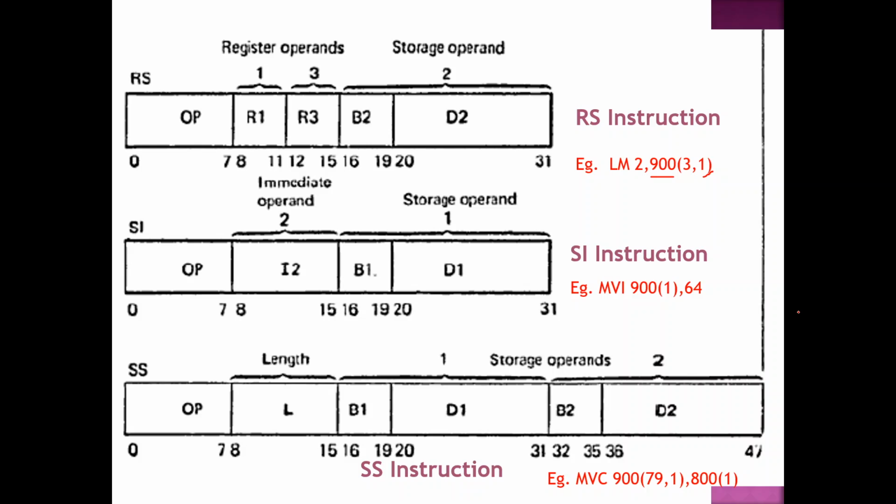B1 and D1 is your first operand. B2 and D2 is your second operand. B1 base register, D1 displacement, B2 the base register of the second operand, D2 displacement of the second memory location. The second operand is nothing but your memory location. B1 D1 represents one memory location, B2 D2 represents the second memory location. So two storages are used. L represents the length. This is an SS instruction.